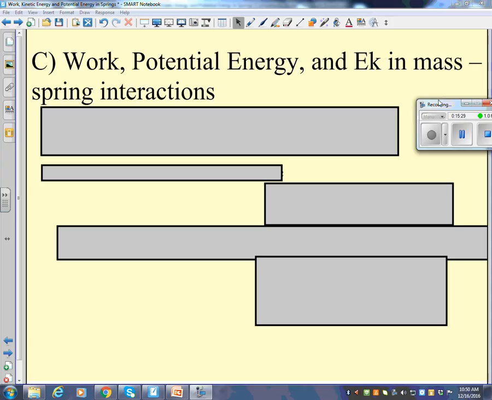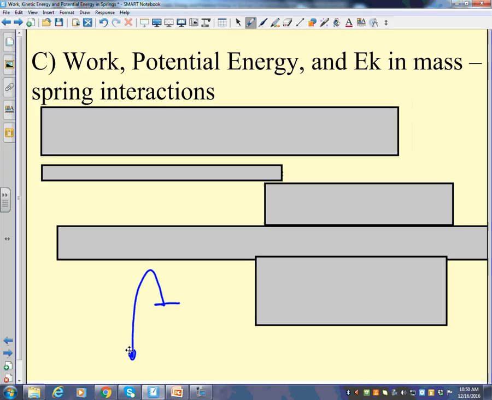And so work done. So now this is similar to the objects that went up in the air and are gaining potential energy and losing kinetic energy, right? So it's the same kind of deal. When you run into a spring, you lose kinetic energy, but the spring gains potential energy, doesn't it? Right? So this is sort of analogous to that. Work, potential energy, and kinetic energy in mass spring interactions. Collisions.